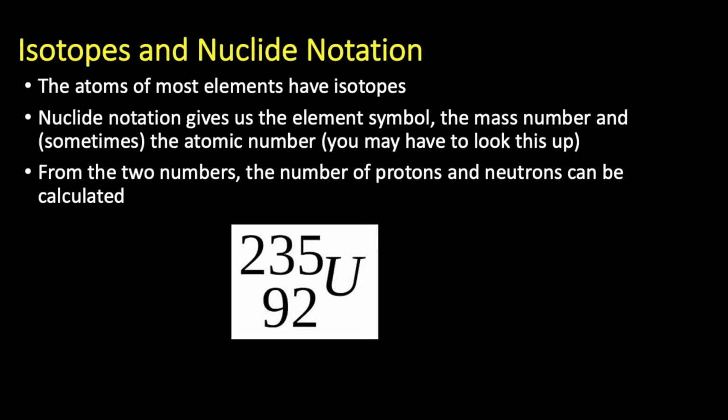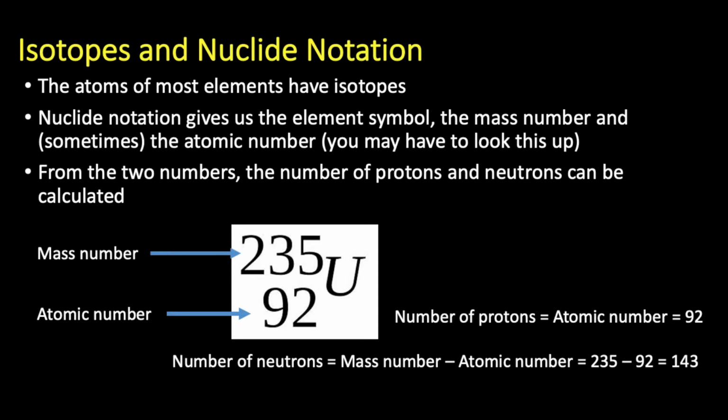Now, in front of us we have uranium. It has an atomic number of 92. In nuclide notation, our atomic number is on the bottom. It has a mass number of 235. So in nuclide notation, remember we have our symbol, our mass number, top left, and our atomic number, bottom left.